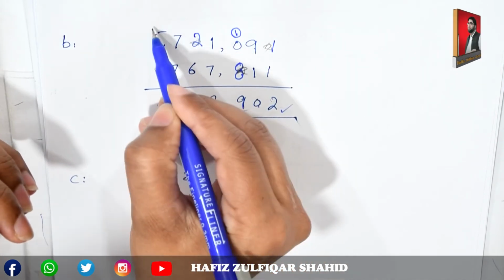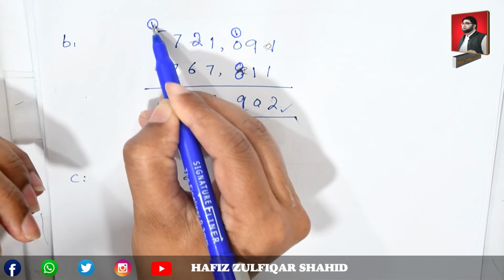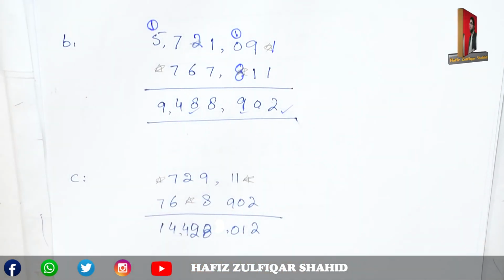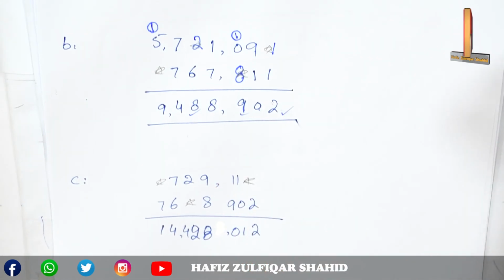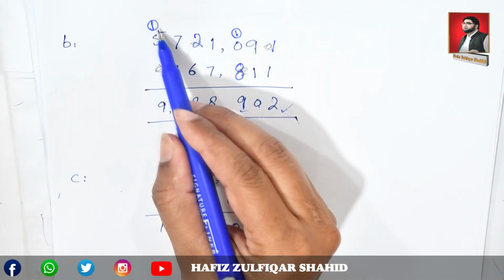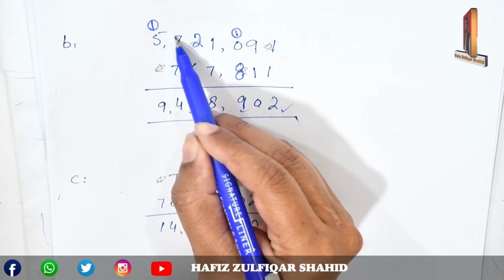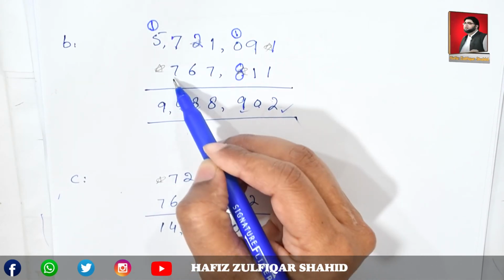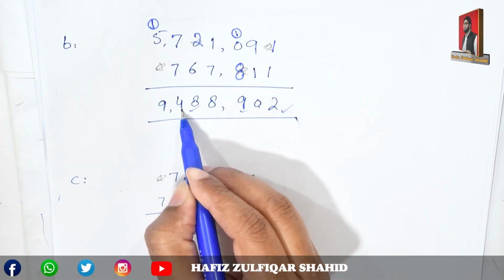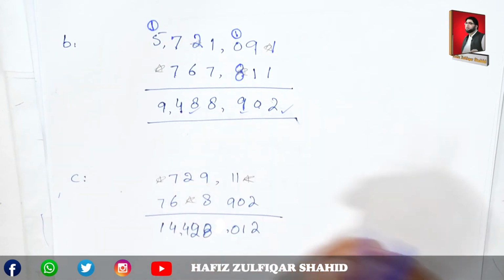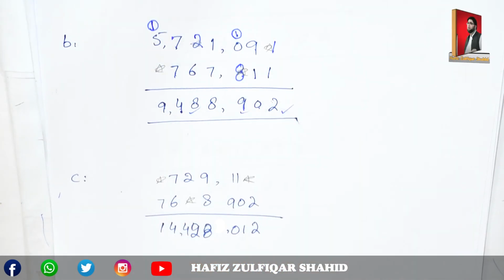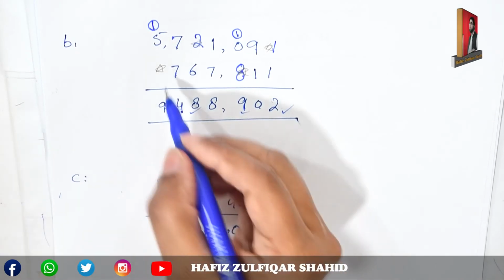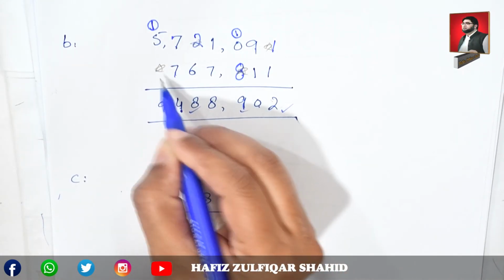Now see, we have one carried digit here. How? Because you can see, students, 7 and 7 equal to 14. 4 is at the place of answer, and we have to write here 1 as a carry. Now find out the digit what we have to write here.